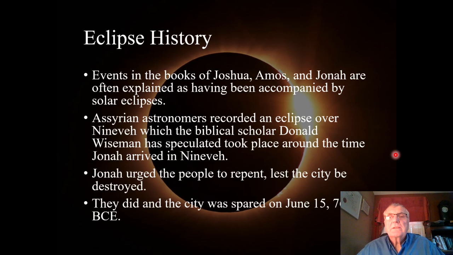A number of events in the Bible can be correlated with solar eclipses. The Assyrian astronomers recorded an eclipse over Nineveh, which the biblical scholar Donald Wiseman has speculated took place just around the time that Jonah arrived there, and he was urging the people to repent lest the city be destroyed. Eclipse came through, they repented, the city was spared. That happened on June 15th, 763 BCE.